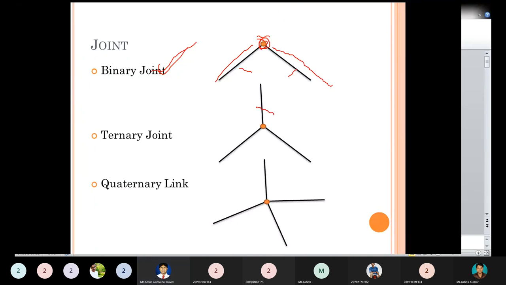What about here? There are three links joining, 1, 2, and 3. So three links are joining to form a ternary joint. What about here? Four links, 1, 2, 3, and 4. Four links are joining to form what? A quaternary joint.